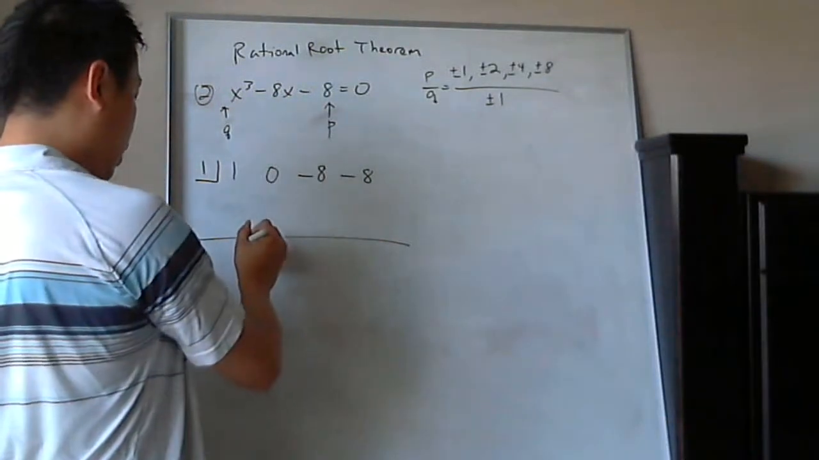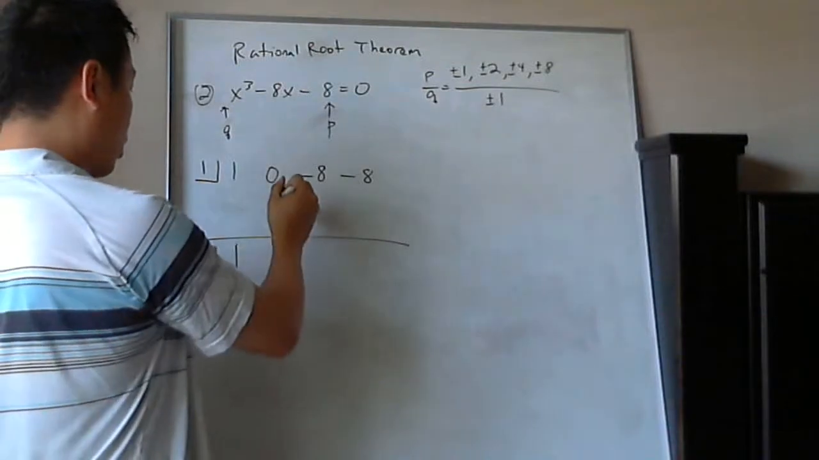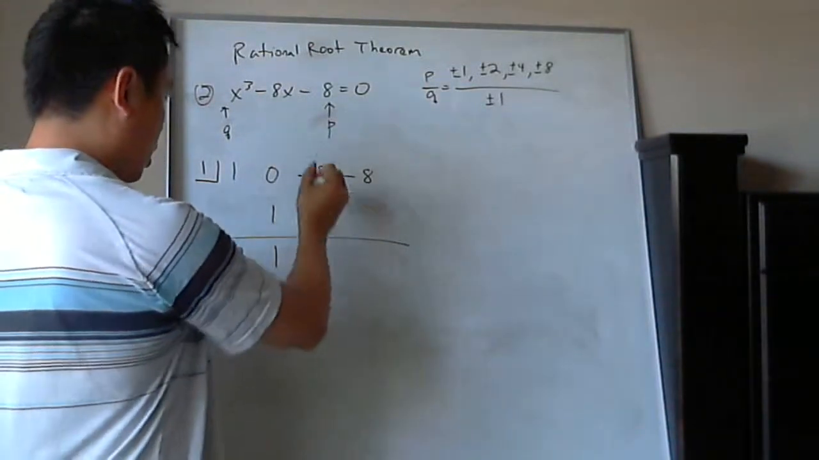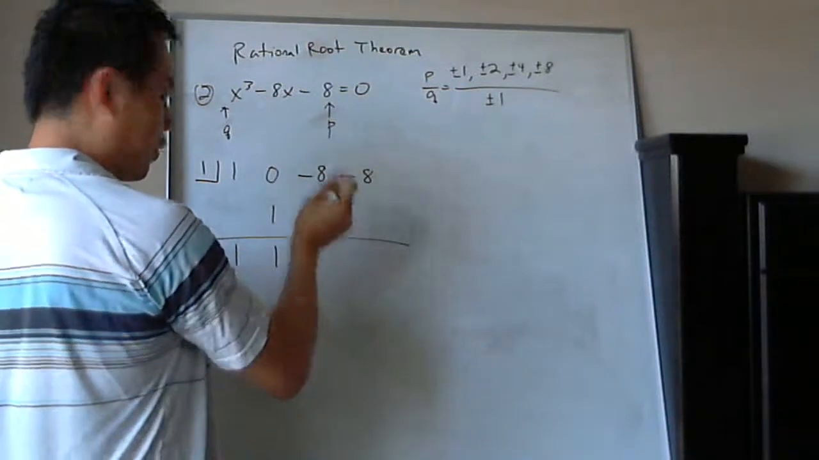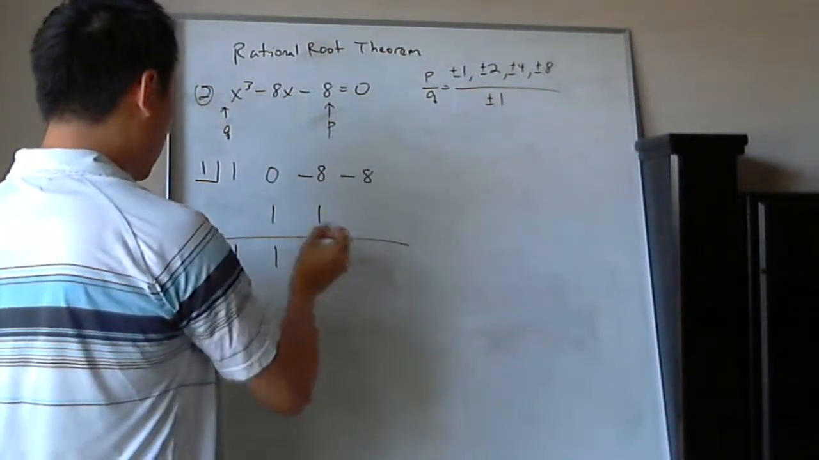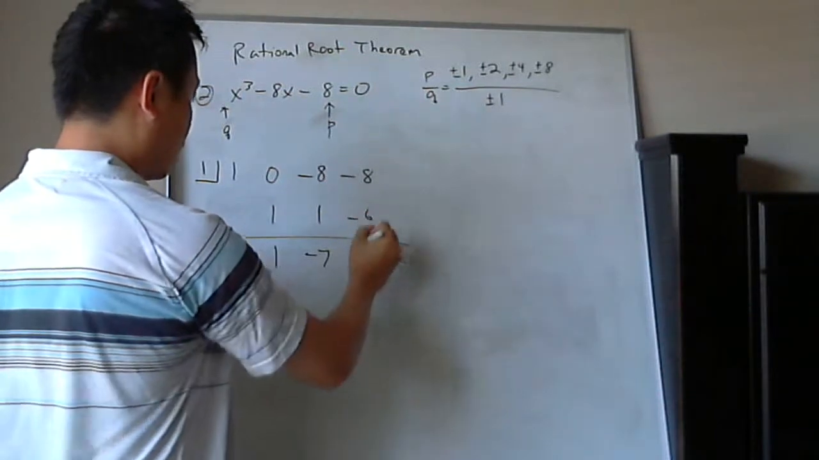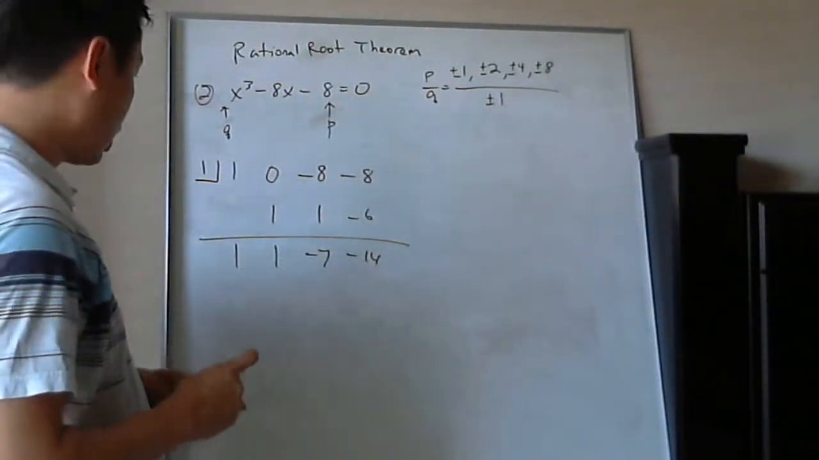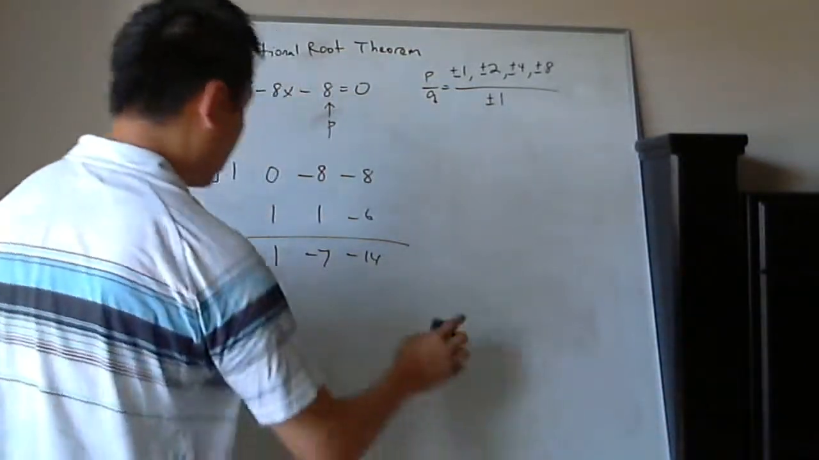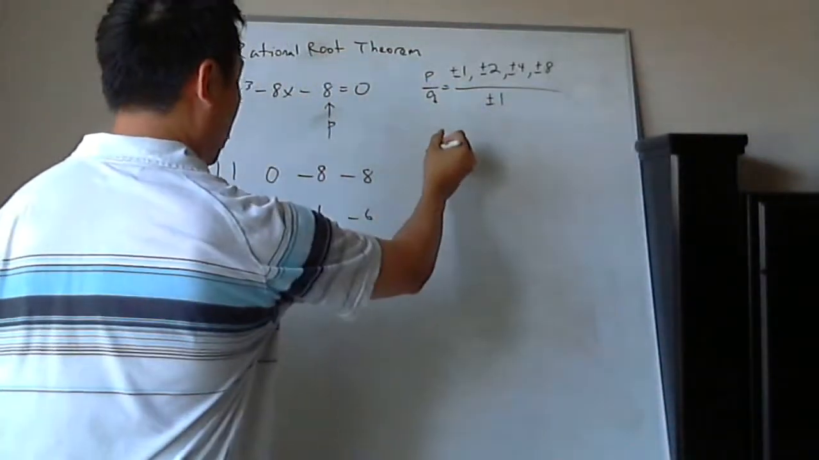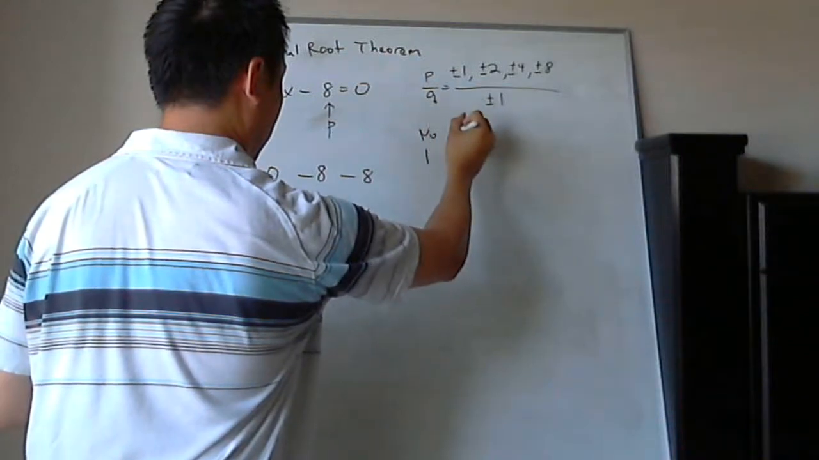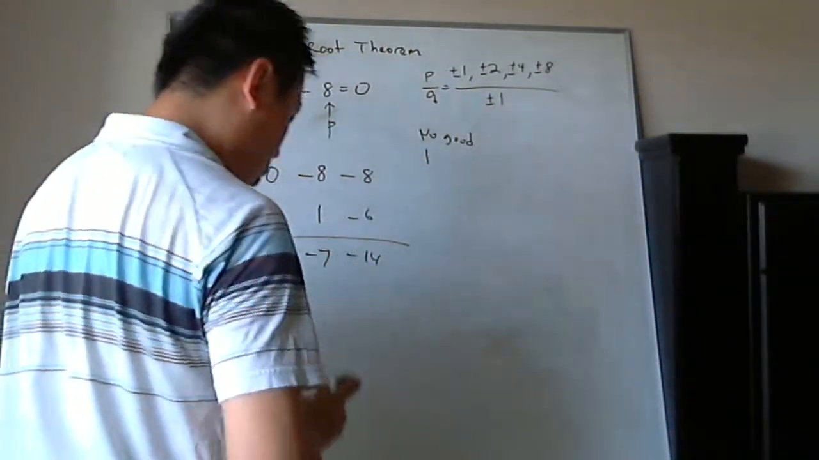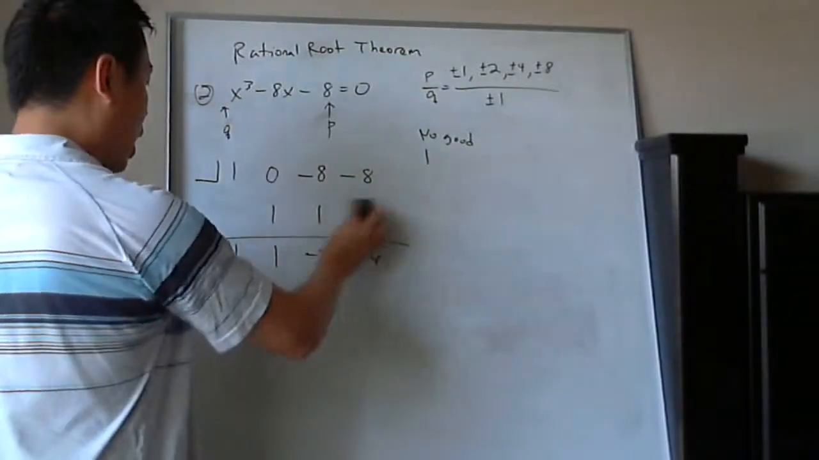Okay, so 1 plus nothing is 1. 1 times 1 is 1. 0 plus 1 is 1. 1 times 1 is 1. Negative 8 plus 1 is negative 7. And then 1 times negative 7 is negative 7, and negative 8 plus negative 7 is negative 14, so you can see it's no bueno. So we know 1 is not one of the solutions. So let's make a list. 1, no good. Let's make a no good section here. So that's the no good box right now. 1's no good. So let's try a different one.